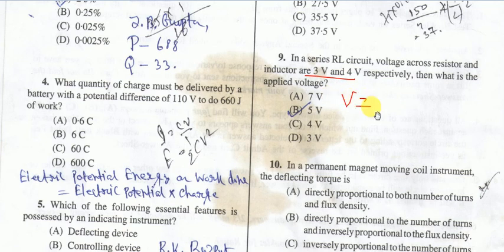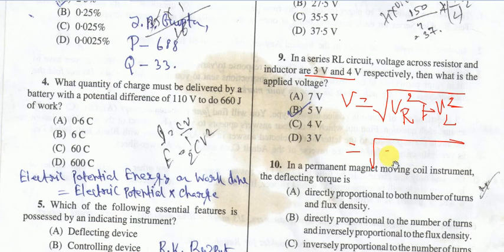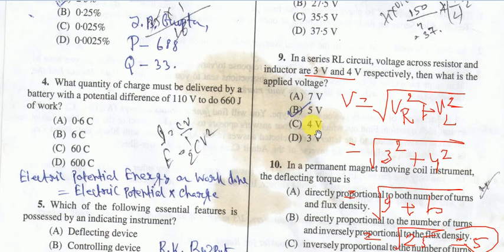Okay, this is a very simple formula. The applied voltage will be root over of VR square plus VL square. What will be the VR? That is 3 square, and what will be the VL? That is 4 square, already given in the question. So we can write root over of 3 square, that is 9 plus 16. So it will be root over of 25, that means 5. So the correct answer will be 5 volt.